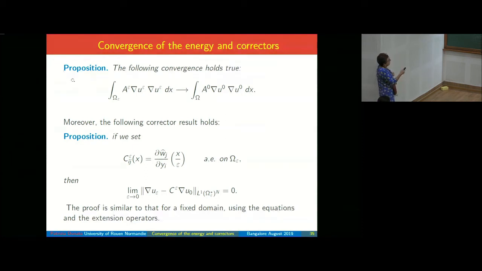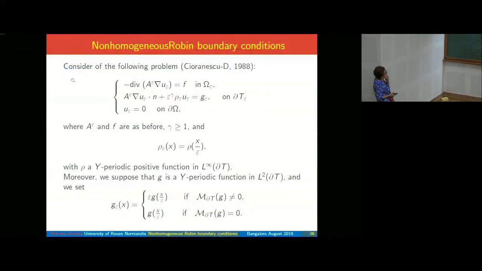Okay, there is no star, sorry, it's omega epsilon. So the proof is similar to the proof for a fixed domain, using the equation and the extension operator, and I will skip it. I want to talk now about the homogeneous Robin boundary condition, which was more or less among the first problems I studied in homogenization, first for very small holes, then for this case.